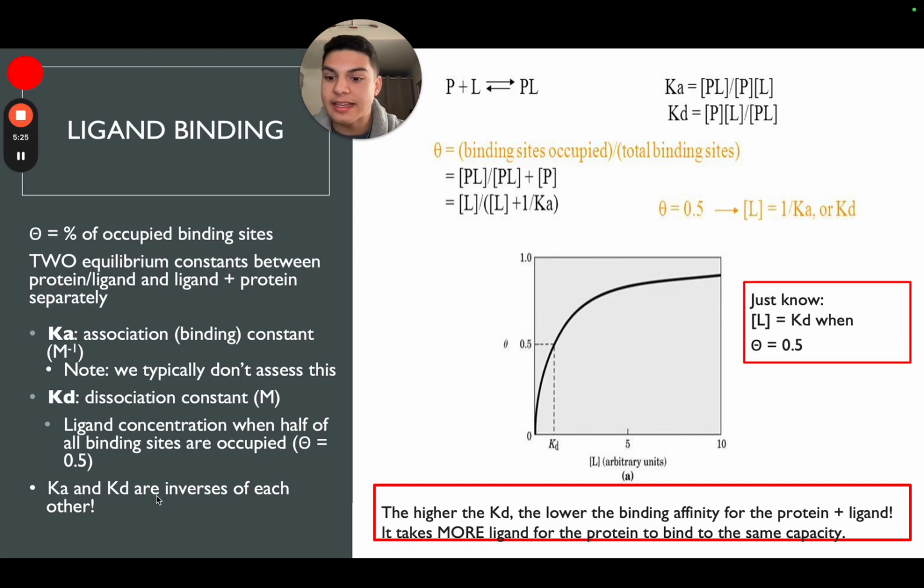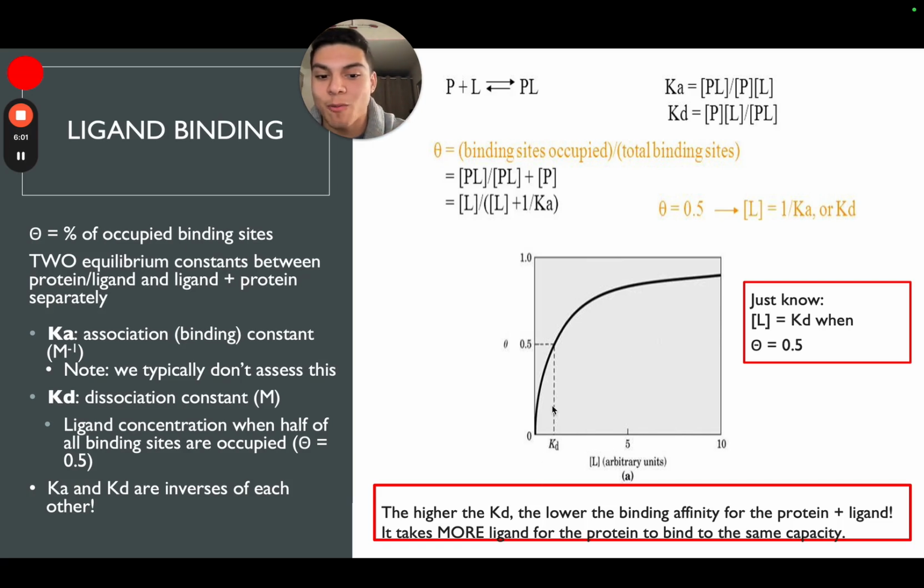And Ka and Kd are inverses of each other, much like Ka and Kb when we're talking about acid bases. Not to throw you into a whole different concept, but it's good to tie things together. And something to keep in mind is that the higher the Kd, the lower the binding affinity for the protein and ligand. What this means is that if, for example, we have two curves, one that is the black one, and then another curve below it, where the Kd is at 5. If we start from 0, we have two Kds, one at 1 and the other at 5.